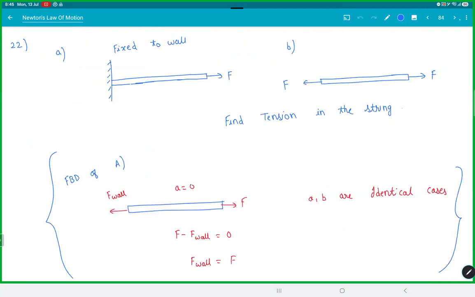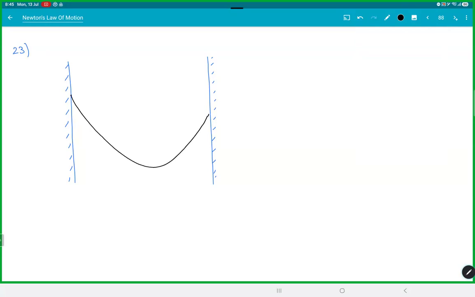So let's see some questions on this. We have two parallel walls here. You tied a rope. This is A, this is B. Let this angle be alpha. Let this angle be beta. C is the lowest point.